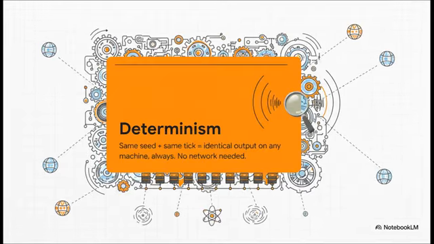The magic that makes this perfect pulse possible is a concept called determinism. And it's actually super simple. It just means that if you start with the same seed and you're on the same tick of that crystal clock, you will always get the exact same result, every single time, on any machine in the world. You don't even need a network connection. This is the key to finally killing off those maddening sync errors.